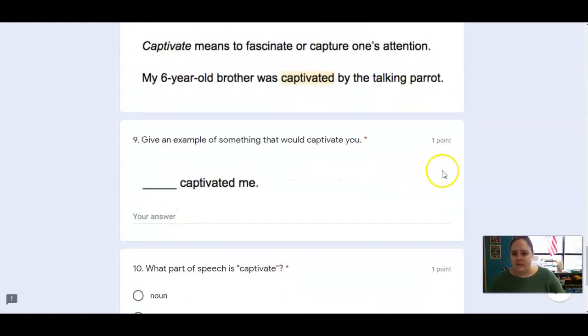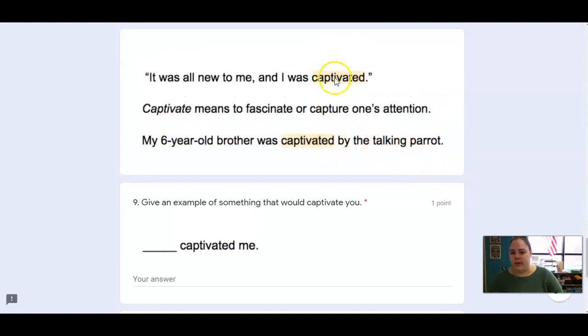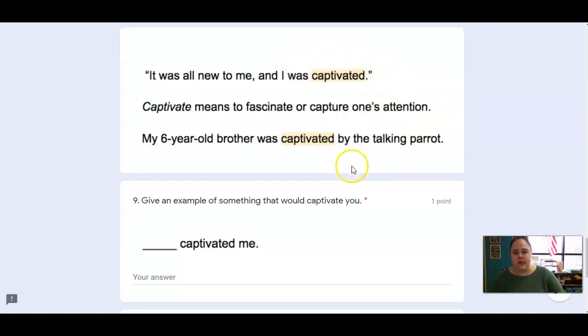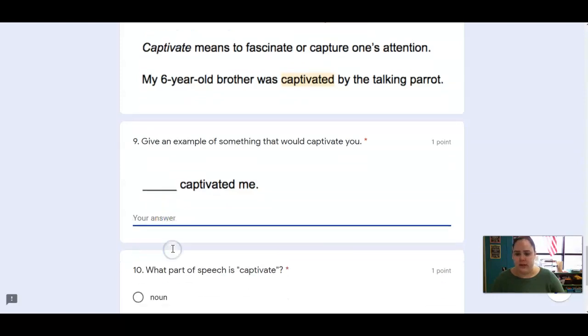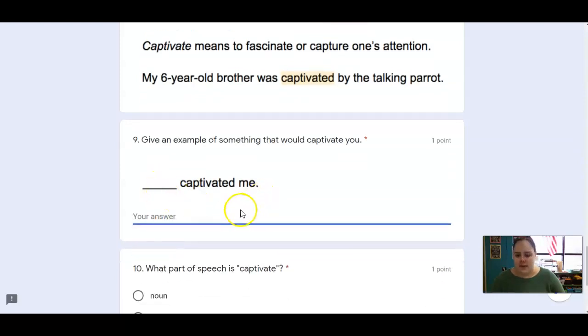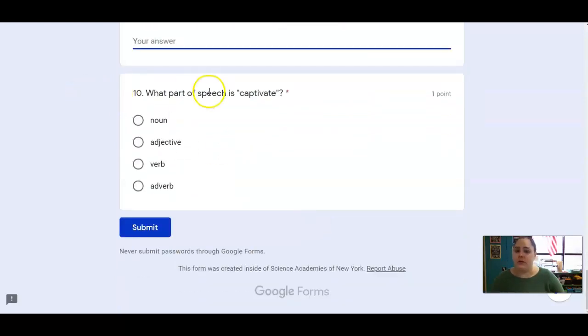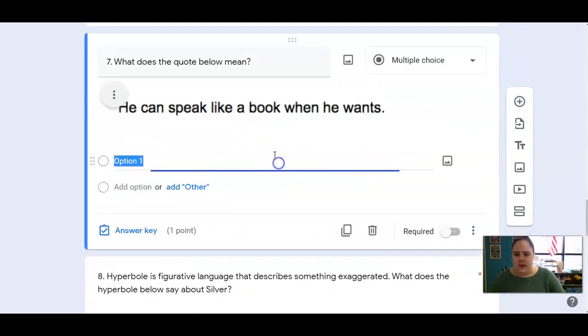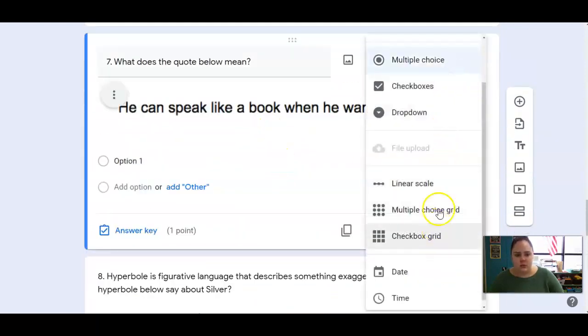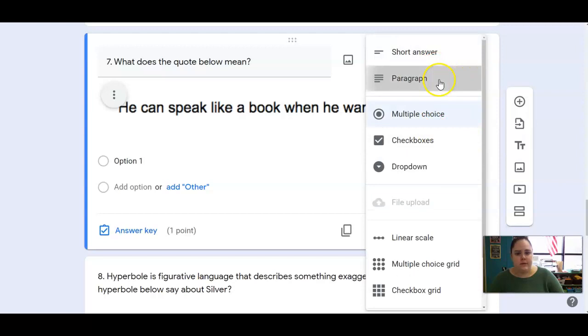And then lastly, for reading, you're going to do some word work on the word captivated. Captivate means to fascinate or capture one's attention. I gave you 2 examples here, and then I want you to tell me something that would captivate you. You're going to fill in the blank: blank captivated me. And then tell me what part of speech captivate is. Let me change that one real quick, and you can pause me and head on over to skills when you are ready.